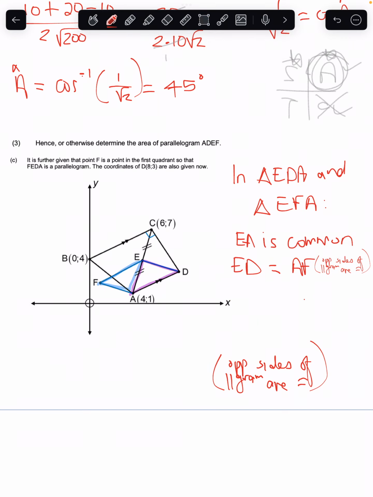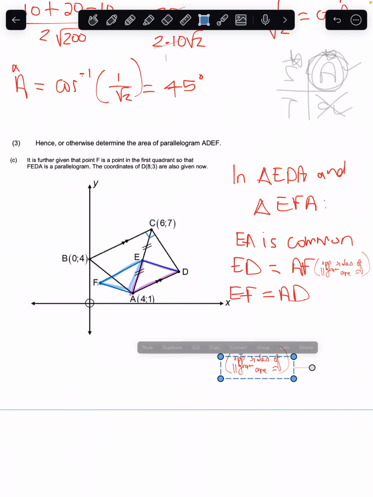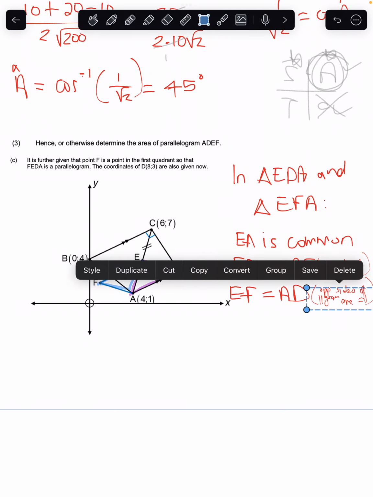Right. So then also the side. Wait, what did I say? Oops, nope, it's not those two sides. So rusty. Okay, so this sorts out ED and AF. Now we need to talk about these two sides. We know that EF is equal to AD, and that is also because the opposite sides of a parallelogram are equal in length.